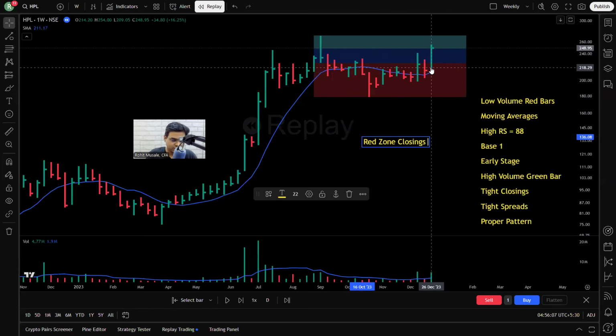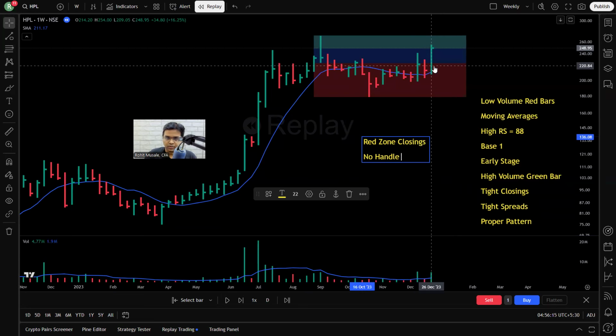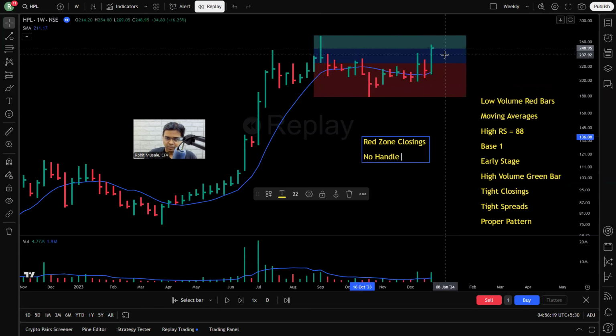And what is another risk? No handle. So there is no proper consolidation on the right side. The stock has just shot up 16% in a single week. It has created a nice cup without handle pattern, but cup with handle is less risky than cup without the handle. Okay. No price action in green zone.